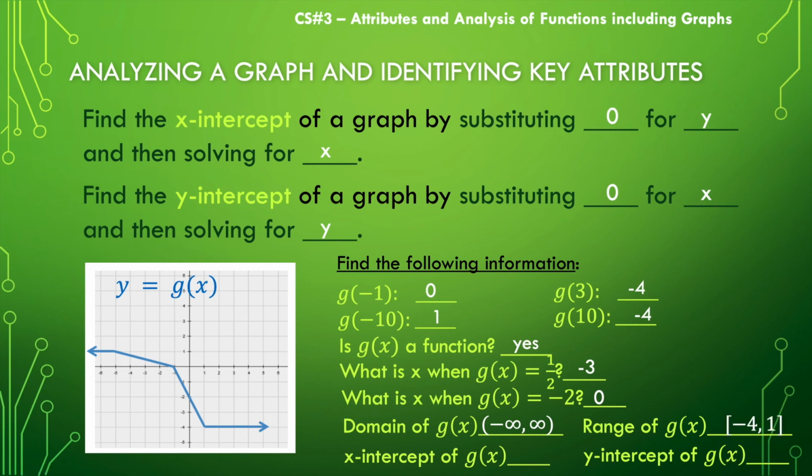How about the x-intercept of g of x? That's where this blue graph crosses or touches the x-axis. And so we can see that that is happening at negative 1. And the y-intercept, that's the same thing with the y-axis. And we can see that this blue graph intersects the y-axis. It goes right through it at y equals negative 2.